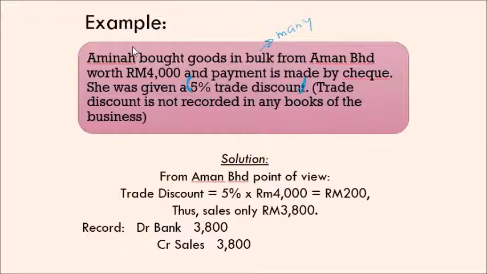So since the discount is not recorded in any financial statement or any book, we just directly calculate it. See? So you just take the 5%, multiply it with the 4,000, you will get a deduction of 200. Okay, so this is the deduction. Thus, you will only have to pay 3,800. Only this amount is recorded. See? Paid by check, right?